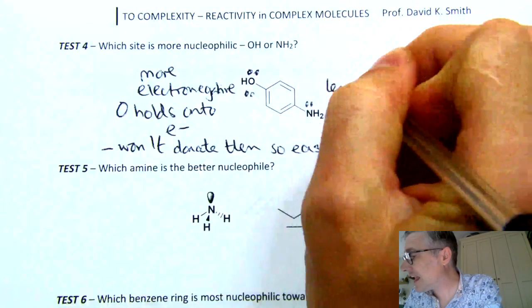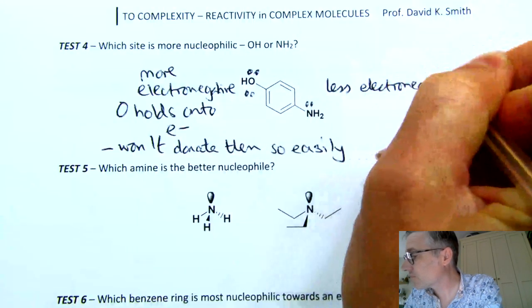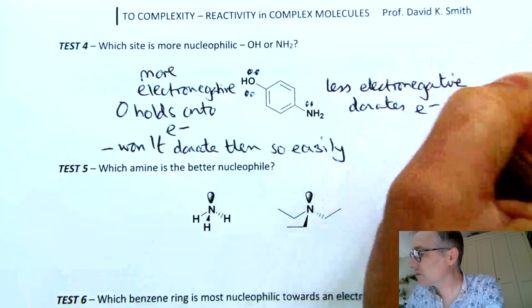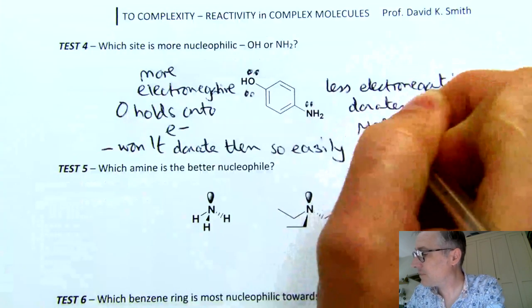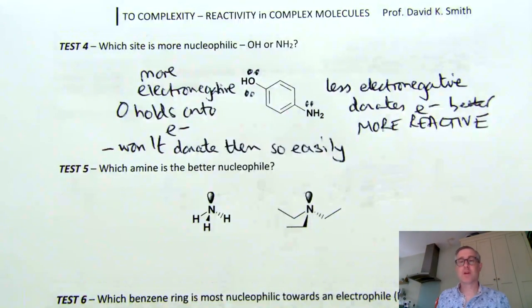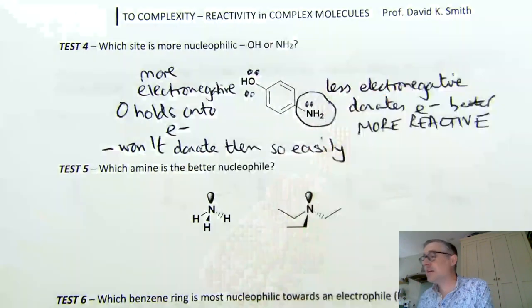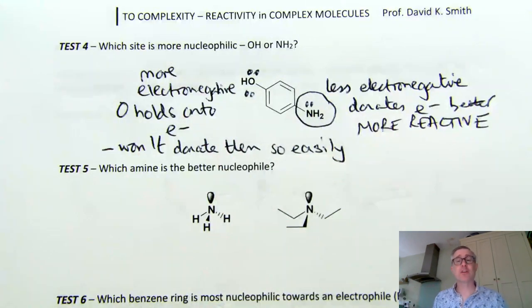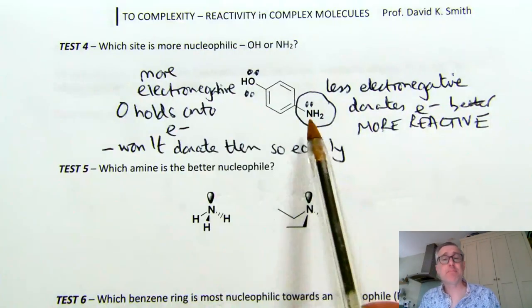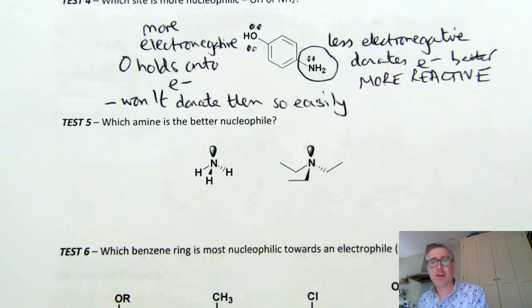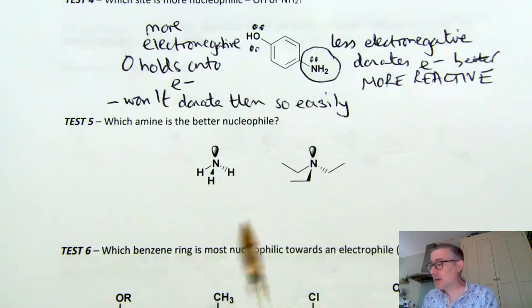Nitrogen is less electronegative, and it donates electrons better. And that means it's more reactive. So an amine is more nucleophilic than an alcohol when they're both neutral and reacting through their lone pairs. They are both nucleophilic, but this one is better. Test 5. Now, which of these amines is the better nucleophile?